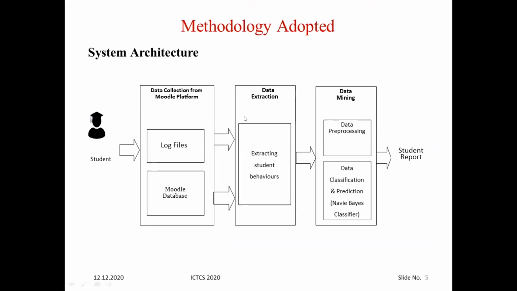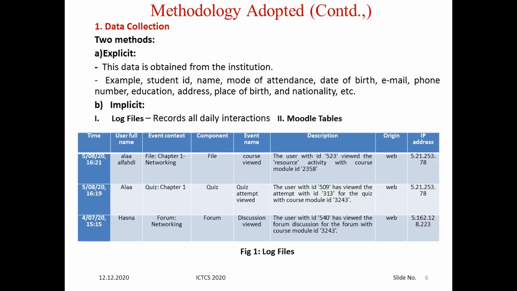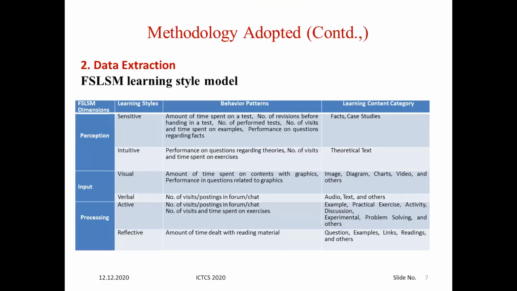The second step is extracting the student behavior. After collecting, I need to extract some student behavior from these data. Mainly I focused on the learning style. I want to retrieve the learning style of the students, so I used the standard model. According to this model, the learning styles are divided into three main dimensions: perception, input, and processing. Each dimension is again divided into types like sensitive and intuitive learners, and visual learners, and each learning style has its own behavior patterns.